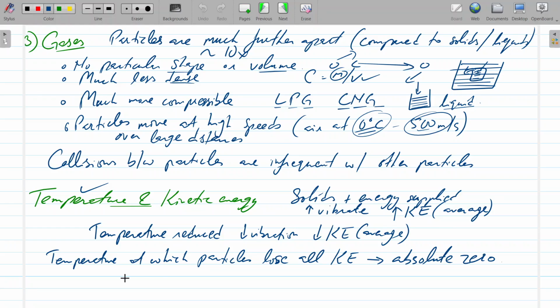Then we talked about the Kelvin scale. So there is a temperature called absolute zero.